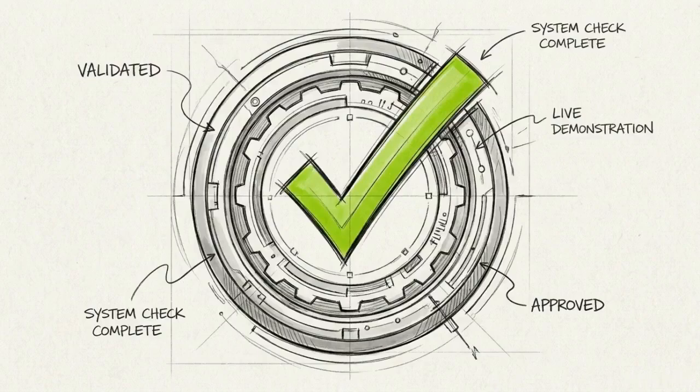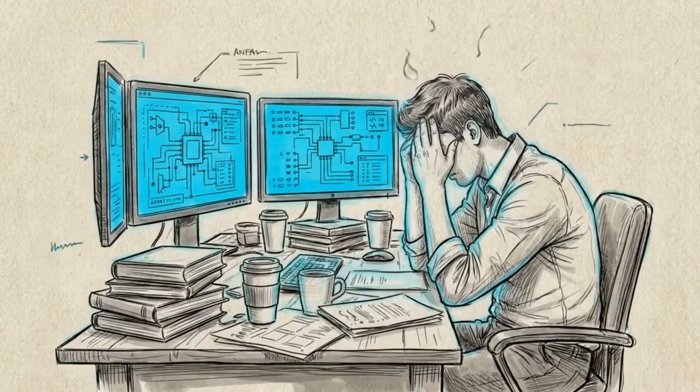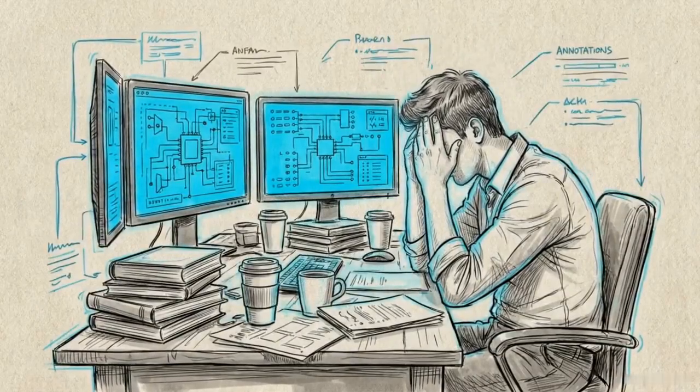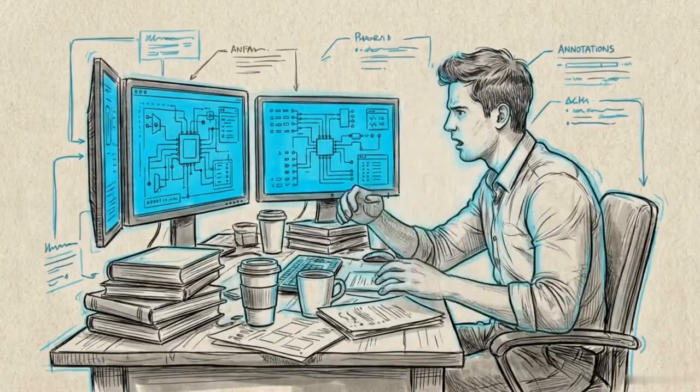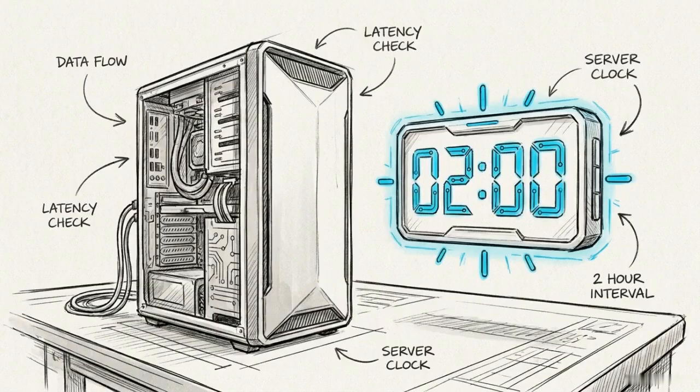The task is complete. Here is the final output, a cleanly formatted, multi-page PDF report titled Latest AI News Summary, delivered directly to the dashboard. Manually reading 5 articles, extracting the key points, and formatting a document would take a human at least 45 minutes. This system finished it in the background in under 2.